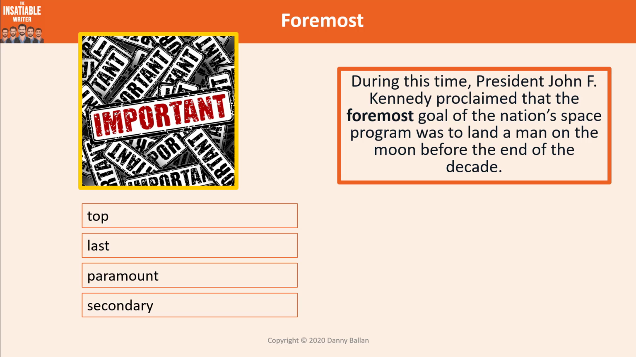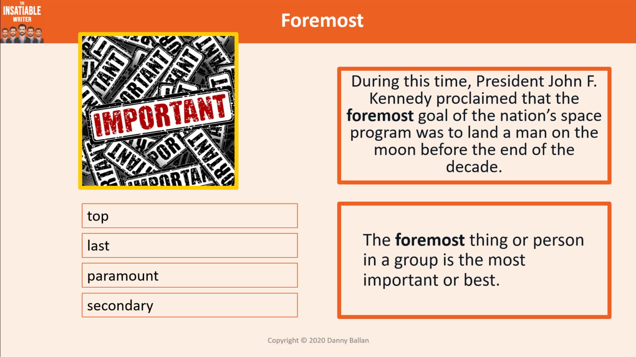Let's find out. Well, the foremost thing or person in a group is the most important or best. So obviously, out of these four words I gave you, top or paramount are close in meaning to foremost. It's definitely not last and not secondary. Secondary is just the opposite of important, or primary, paramount, top. And it's not the last. It doesn't have to be the last. Maybe the last, but that's not related directly to the meaning of the word foremost.